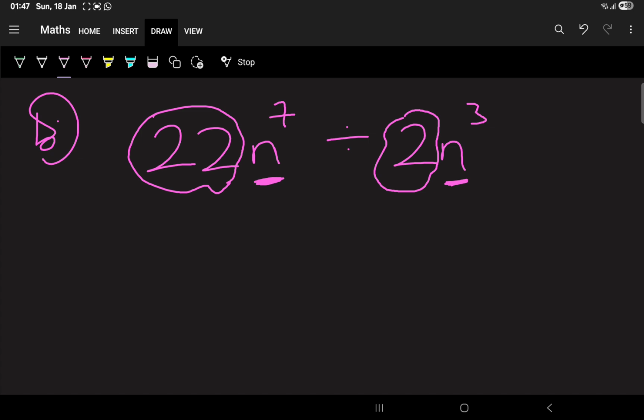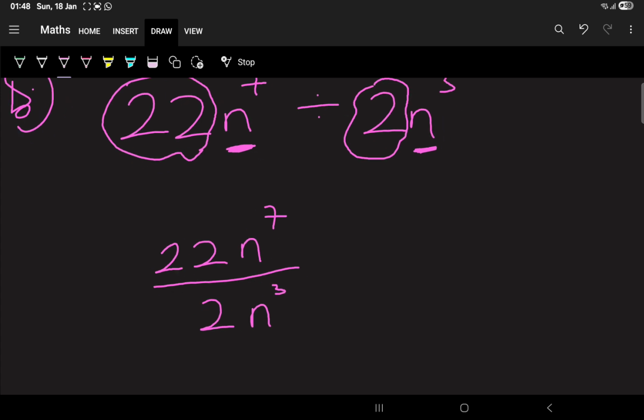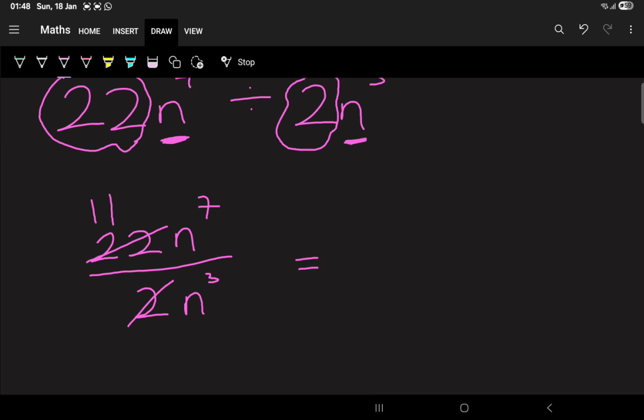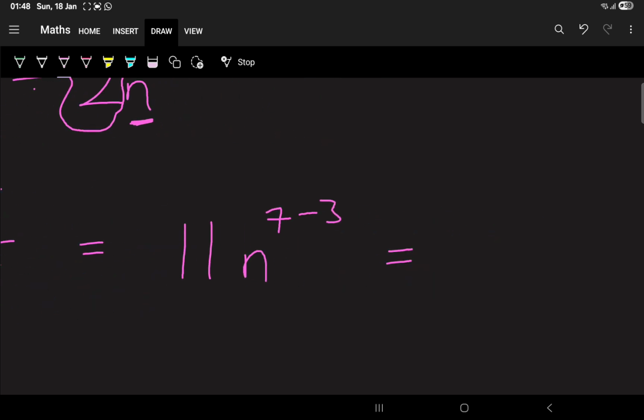That's law number 2. So this is going to be 22n raised to the power of 7 divided by 2n raised to the power of 3. This will cancel out, and this will be equivalent to 11n raised to the power of 7 minus 3, and this is going to be 11n raised to the power of 4.